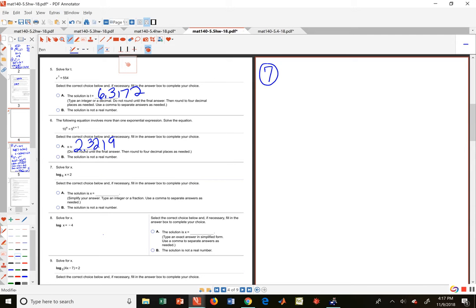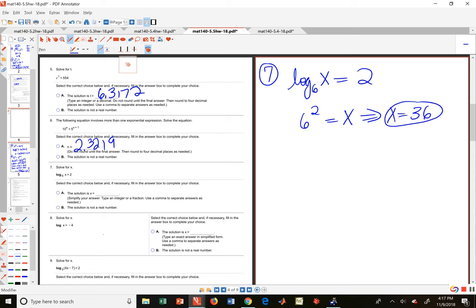But on number 7, we actually start with a logarithm that has a variable on the inside of the log. So we'd like to know what is the thing. So 6 to what power? Let me just go ahead and convert it. 6 to the 2 power. Remember, logarithms are exponents. 6 to the 2 power is x, which tells us the answer. x equals 36. So there's no hard work there. Just what do we mean by that logarithm?